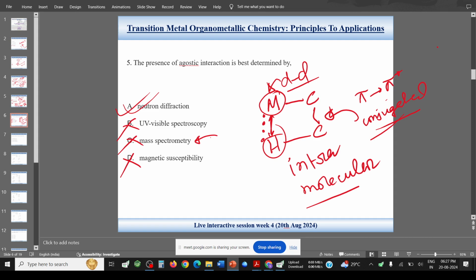Mass spectroscopy gives the overall mass of the molecule. There is no interaction possible through mass spectroscopy. UV-visible only gives the electronic transition, so not possible. The only option that remains is option A, so that will be the correct answer. By eliminating the options, you can also get the right answer for the question. This is one approach to get the correct answer.